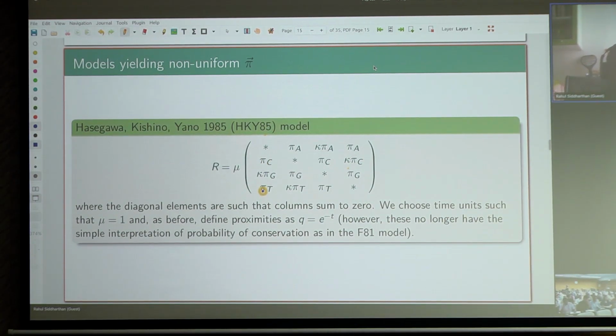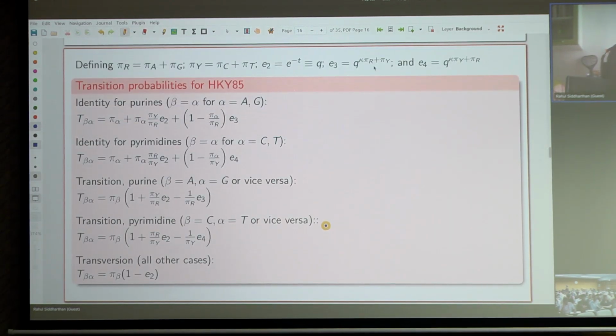And we can choose time units with mu equal to 1 as before, and we can define the same variable q, but it's no longer simply the probability of conservation. If you want to calculate the transition probabilities for HKY, it's a big mess. The transversion generally has this form. Transitions look more complicated, and identities look more complicated. But in the standard language in this literature, what we call Q is basically what other people sometimes call E2 for the HKY. So we're going with that. But I won't talk about HKY much.